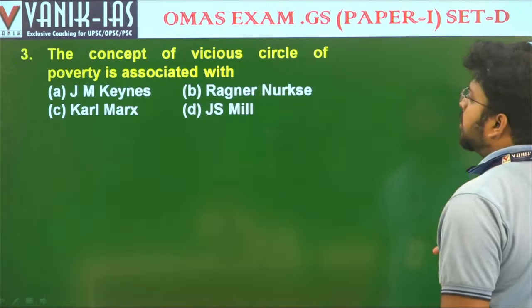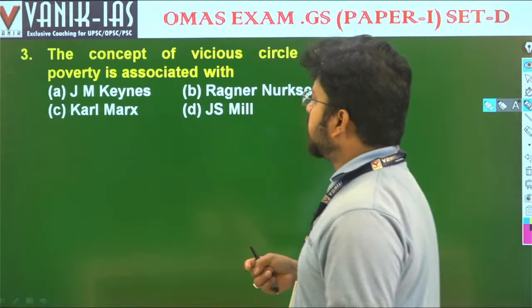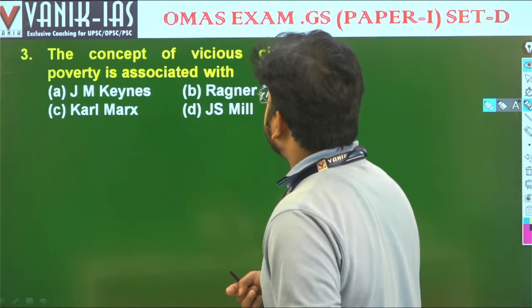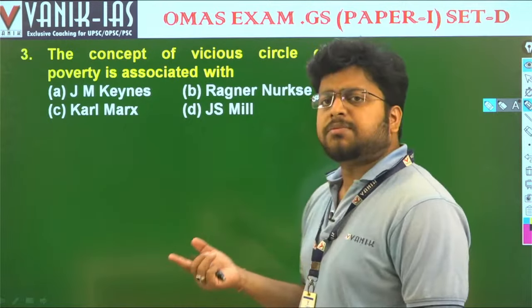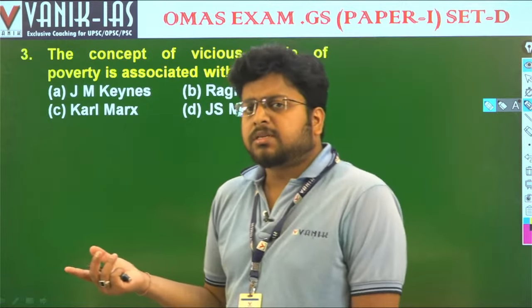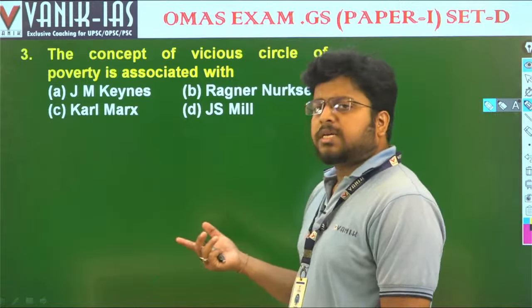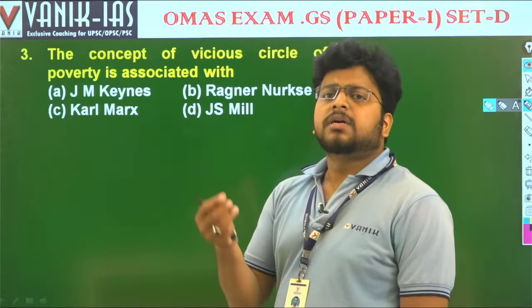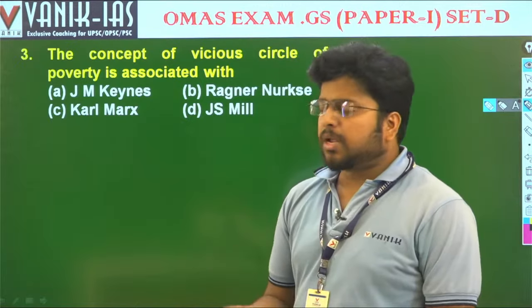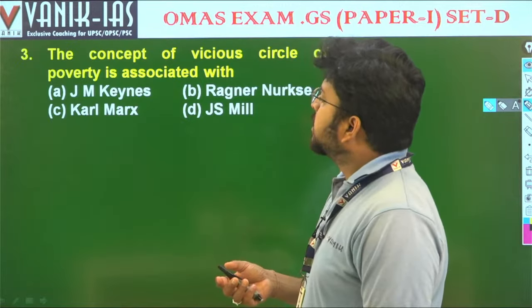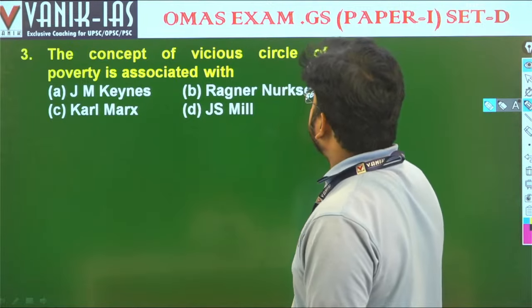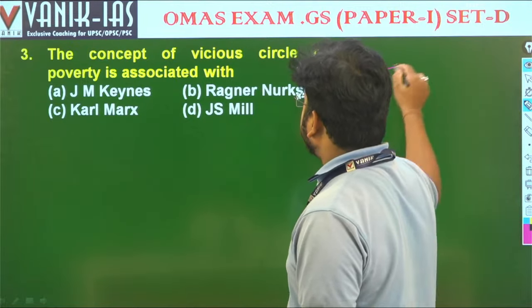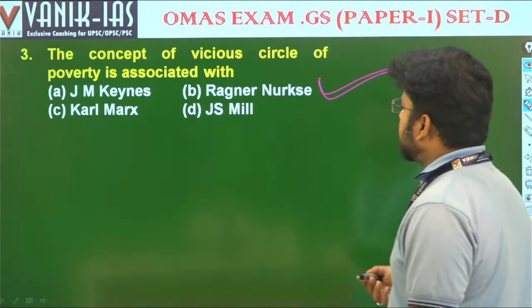Next, question number 3. The concept of vicious cycle of poverty: Jenkins, Karl Marx, J.S. Mill, Ragnar Nurkse. J.S. Mill has given the concept of freedom of speech. He is not an economist. Karl Marx has given economic determinism. That means everything is based on economy. Jenkins is an economist. This vicious cycle of poverty is given by Ragnar Nurkse.